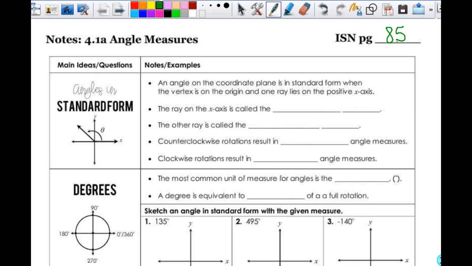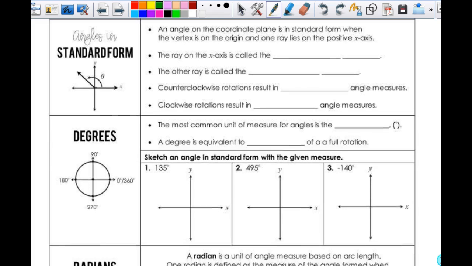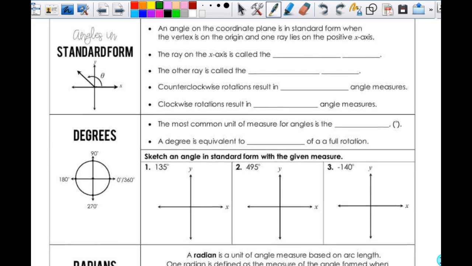So when things are a review, make sure that you are paying attention to the details, to the terminology. You have to know what these things mean, how to find them, how to notate them correctly, how to draw them, all that kind of stuff, so that moving forward, when we build on this, all this stuff just becomes easier and easier. So you should already know that we take angles and we can put them on the coordinate plane. That's something that comes up in geometry.